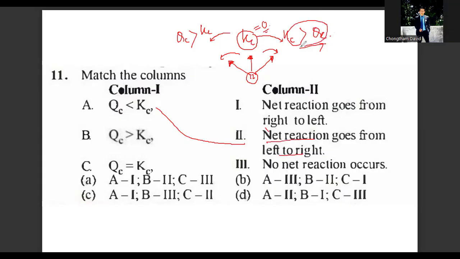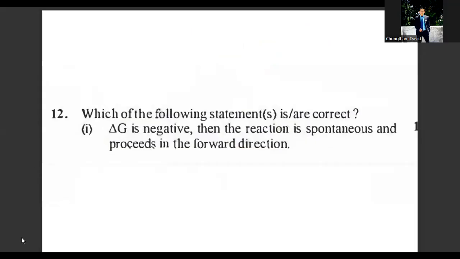Qc is less than Kc. Same thing, you apply the same logic. If Qc is greater than Kc, it would go backward. So net reaction goes to the left from the right side. And if it is equilibrium, no reaction would take place. So A2, B1, C3, D would be the answer for question 11. Clear? Right. So let us read the next question.